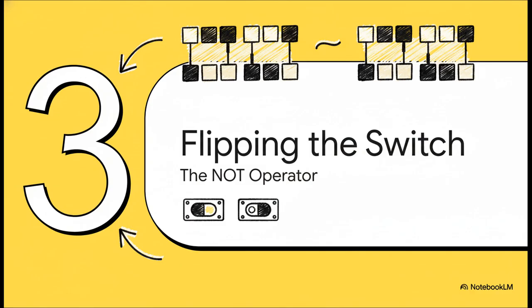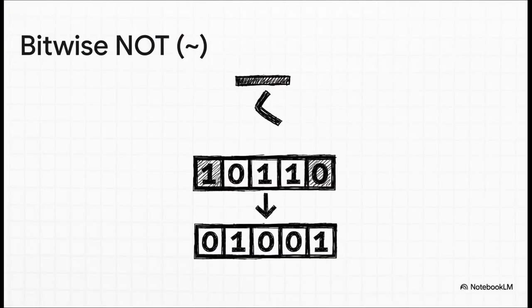And its job? Super simple, to flip every single bit. Because it only acts on one thing, it's called a unary operator. It just takes a number, converts it to binary, and then inverts everything. Every single 0 becomes a 1, and every single 1 becomes a 0. This result has a technical name. It's called the ones complement of the number.